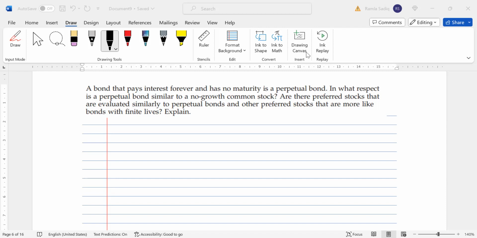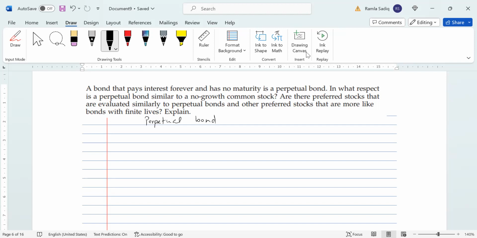Are there preferred stocks that are evaluated similarly to perpetual bonds and other preferred stocks that are more like bonds with finite lives? Explain. All right, now when we consider this particular situation, it's fair to say that a perpetual bond is similar to a no-growth stock in some ways. And we're going to outline two of those ways here.